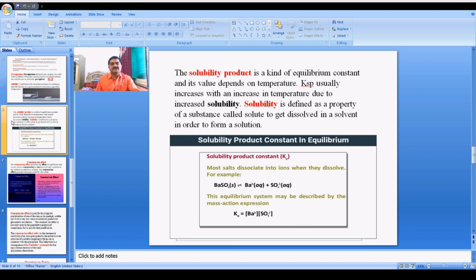So if a question is asked in the examination, what is solubility and explain the solubility product, you can write the definition of solubility and also an explanation of the solubility product. That means you can write the example of barium sulfate here.